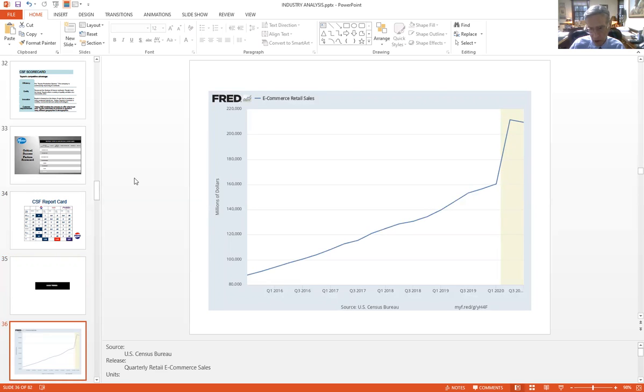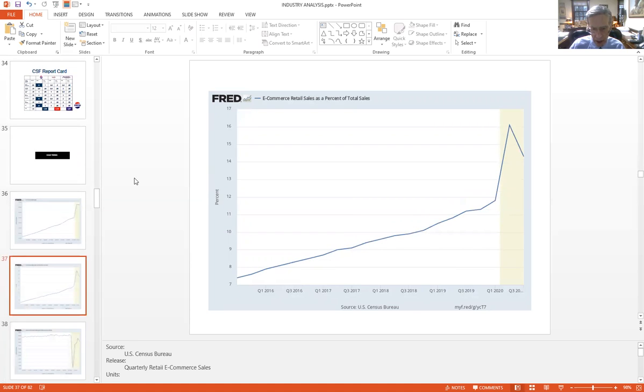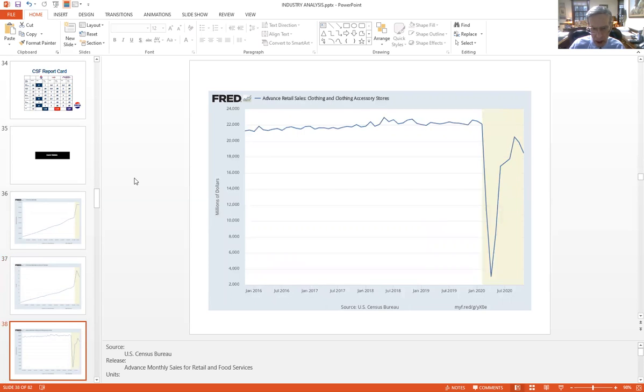Here's e-commerce. And so the question is, is e-commerce a market? We looked at its sales here. Or is it an industry? In any event, it's doing pretty well, isn't it? Strong industry. Here it is, e-commerce retail sales as a percent of total sales, so it's also going up.